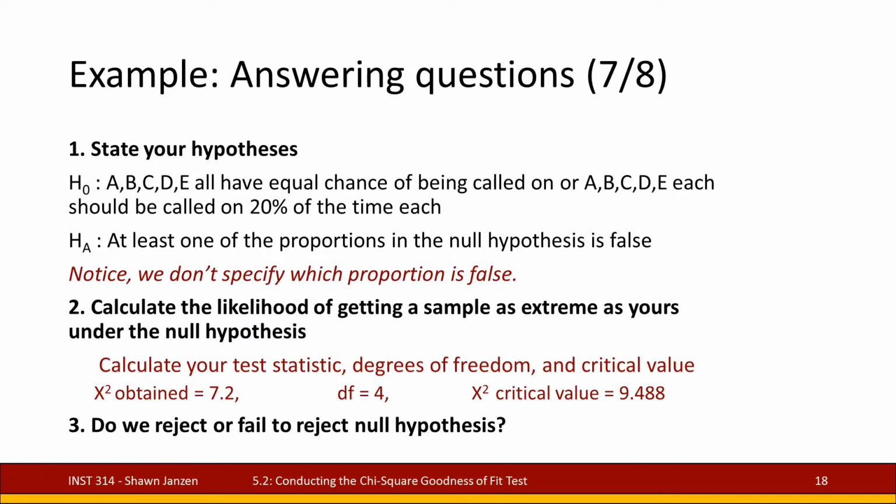Now we went ahead and calculated the chance of getting a sample as extreme as ours, and so we looked at the chi-square we obtained, which was 7.2, our degrees of freedom were 4, and the chi-square critical value was 9.488. So do we reject or fail to reject our null hypothesis? Well, let's go ahead and look at these values again, 7.2 against that 9.488.